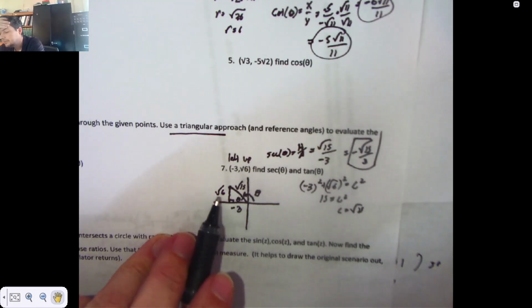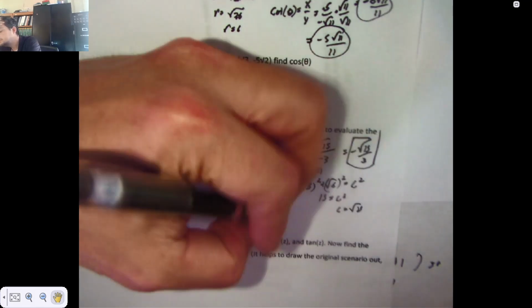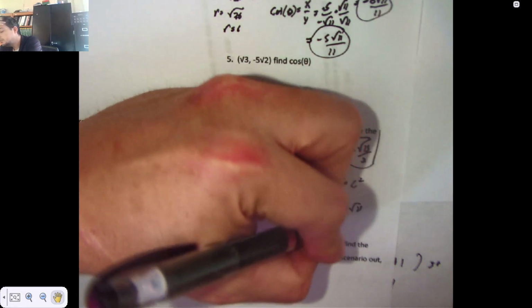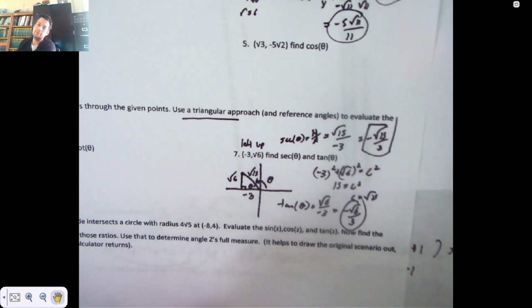Then you got tangent of theta. Well, you don't need much for that one. That's root 6 over negative 3, isn't it? And again, the negative symbol belongs in the numerator. So there's those two. 8 I'm going to leave for you.